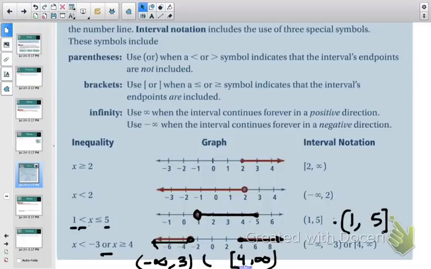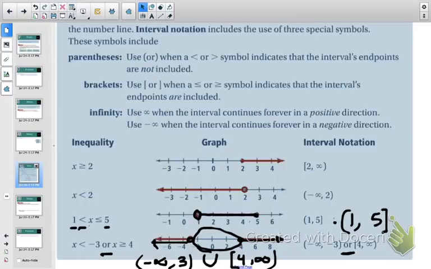Okay, what that means is that your interval goes from negative infinity to 3. It skips everything in between these numbers, so it skips all of this stuff. That's where the union is. Then it starts again at 4 and goes to infinity. So you can either write the word or, or you can use a union. I don't think there's a union symbol on the computer, so you might want to type or.